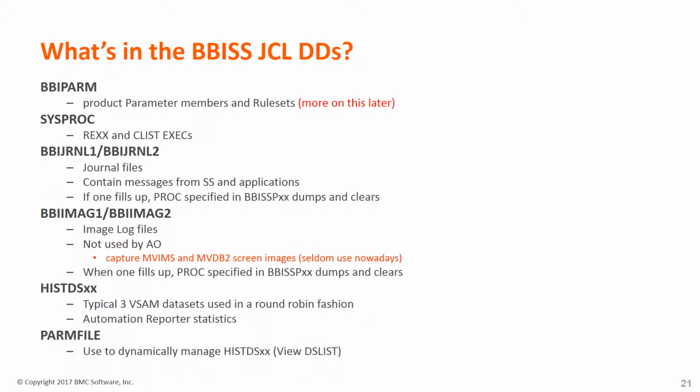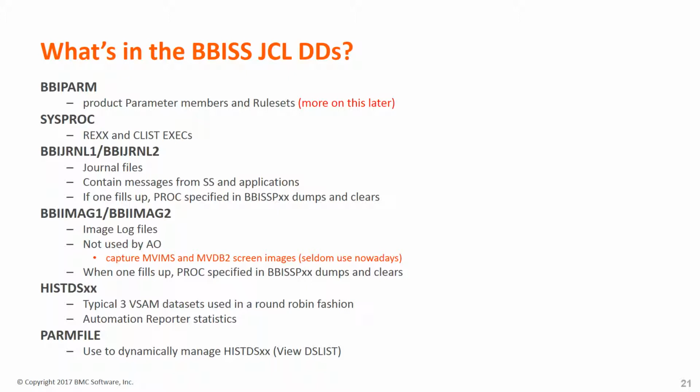The BBISS started task JCL has many DDs in it, and I'd like to talk about those now. The first one is the BBIPARM, and BBIPARM contains all the initialization parameters for AutoOPERATOR, as well as the rule sets that have been defined. The SYSPROC contains the REXX execs and any CLIST procedures that you've defined.